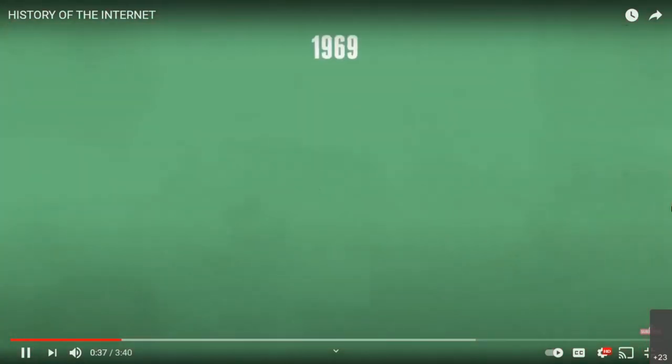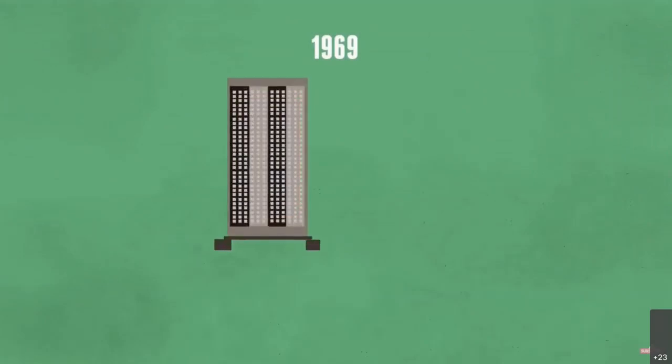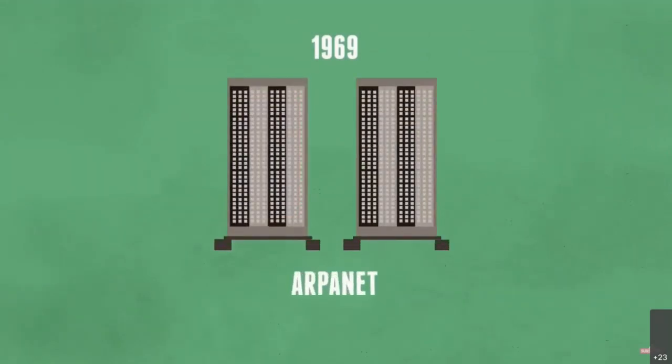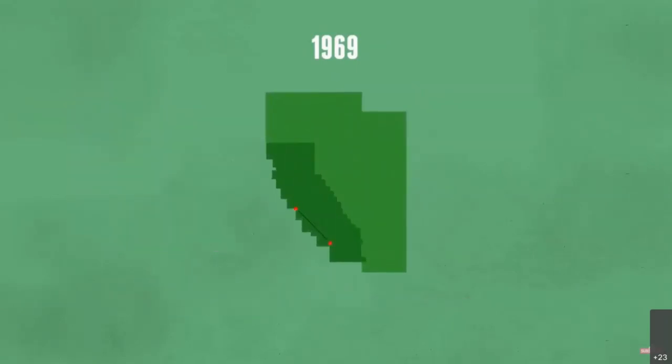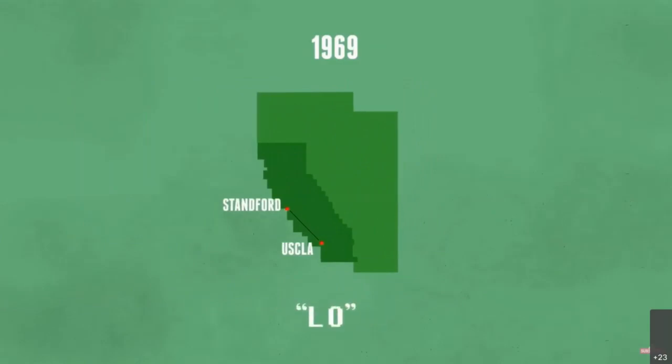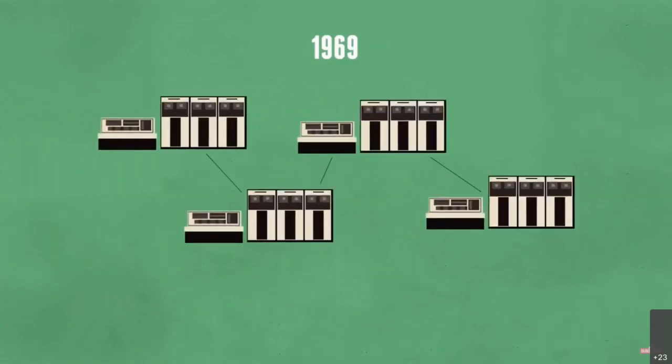In 1969, the first ever message was sent from one computer to another over the ARPANET, the government's computer network at the time. ARPANET stands for Advanced Research Projects Agency. One was located in a research lab at UCLA and the other at Stanford. All the message said was log in, and it didn't fail to crash the network. Stanford only received the first two letters of the message, but hey, you gotta start somewhere. By the end of the year, only four computers were connected to this network.